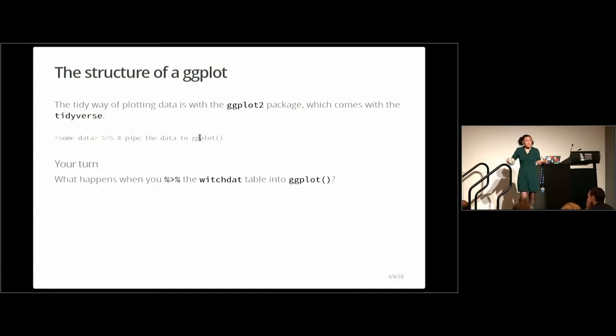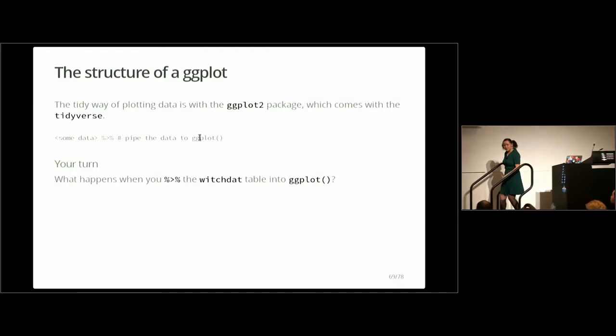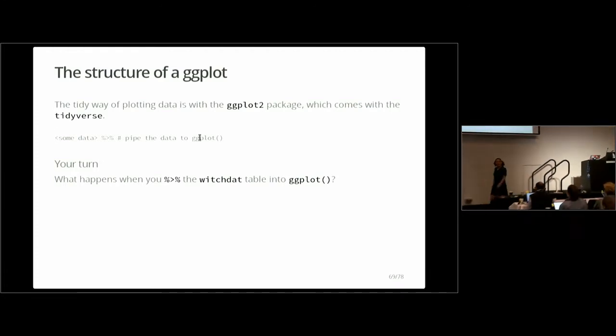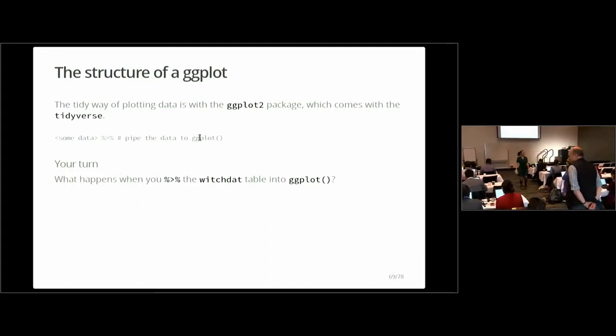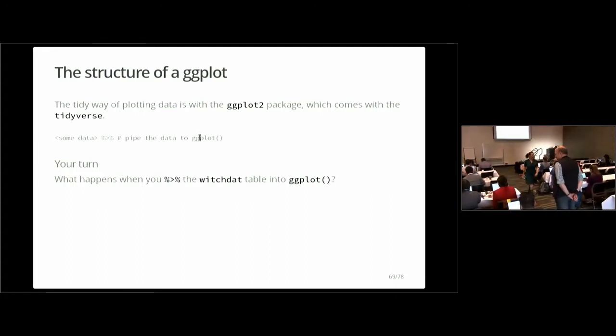what ggplot does, the function, is it takes your table, it doesn't do anything you can see. It just takes your table and turns it into something that R can understand as something that can be plotted. So let's just try that now. What happens when you pipe your data into the ggplot function? Can someone describe to me what happens? Ella's making an interesting face. Don't worry about it. Okay, what do we see?